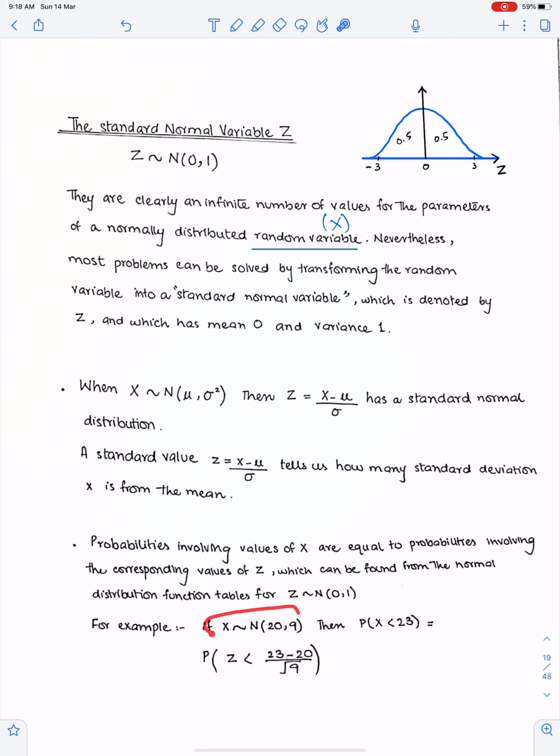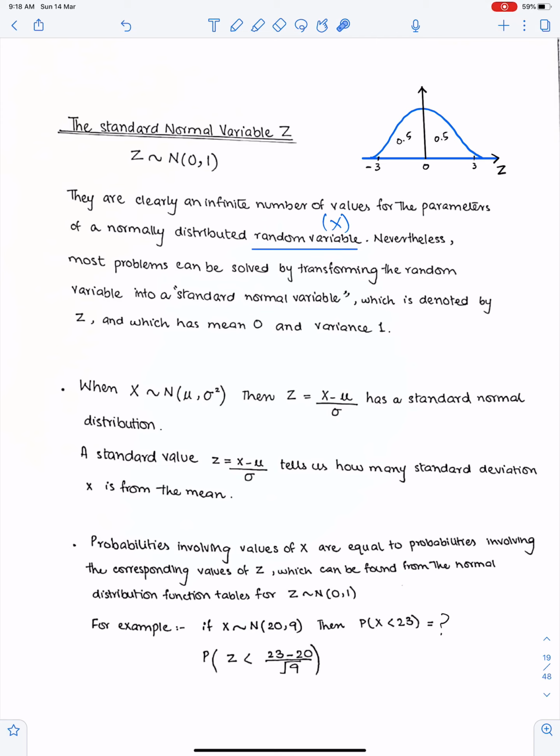So if this is x, and we need this probability, we can transform the statement from x into z through this formula. And then we can just work out this value from the table. We first need to simplify this, and then we need to get this value from the table. This will become phi. Let me do the simplification.